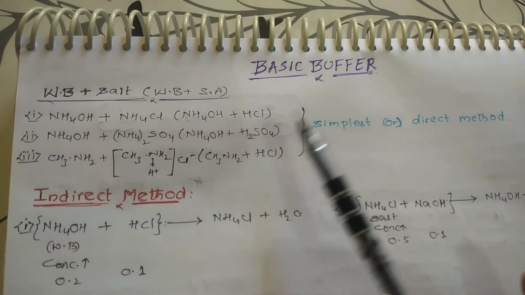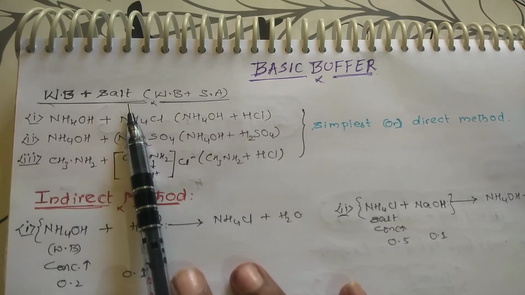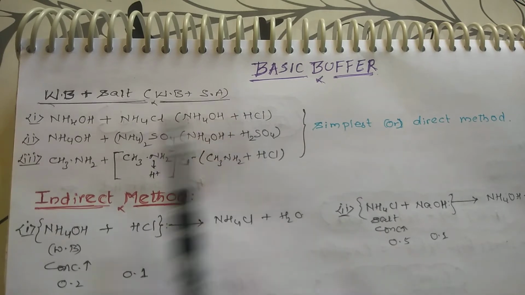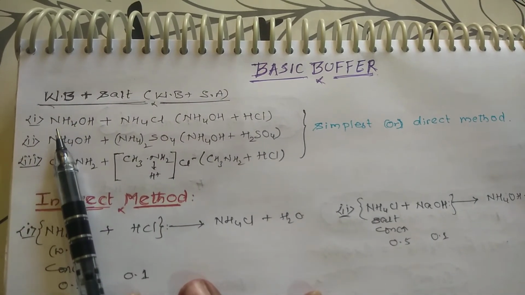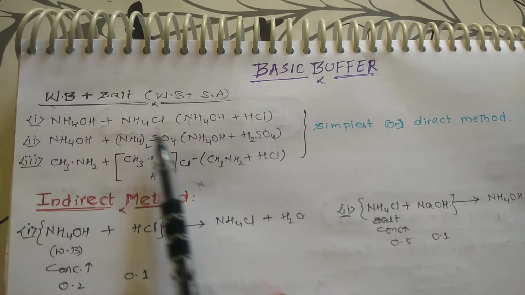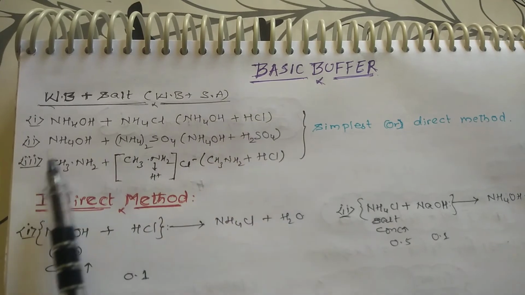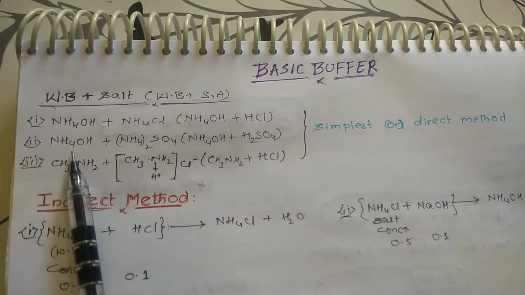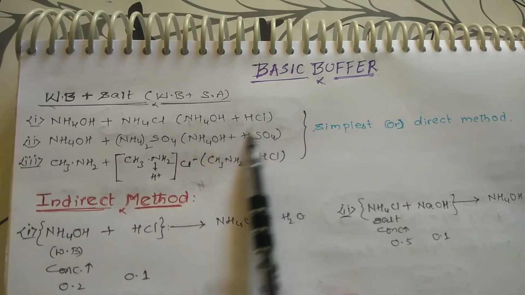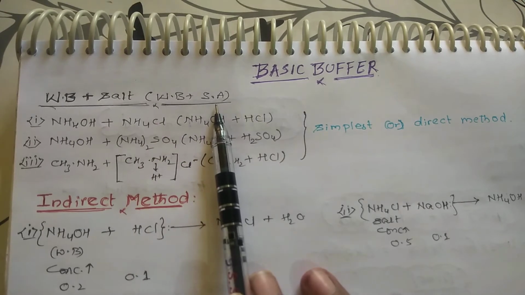Okay. So a basic buffer is nothing but the combination of a weak base plus a salt, which is formed from a weak base plus a strong acid. If you take examples, NH4OH is a weak base, NH4Cl is a salt formed from the weak base NH4OH plus HCl. Next, NH4OH plus (NH4)2SO4. NH4OH is a weak base, H2SO4 is a strong acid. So weak base plus strong acid.